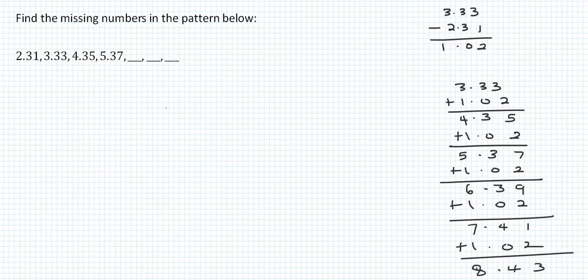So now, after 5.37, we have 6.39, we have 7.41, and then 8.43. So that's our pattern.